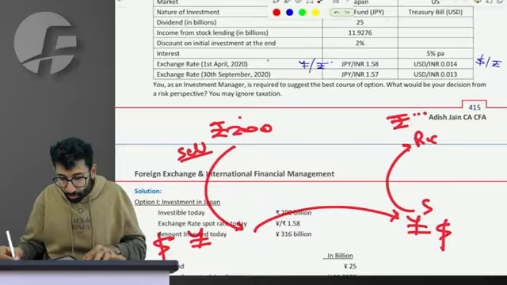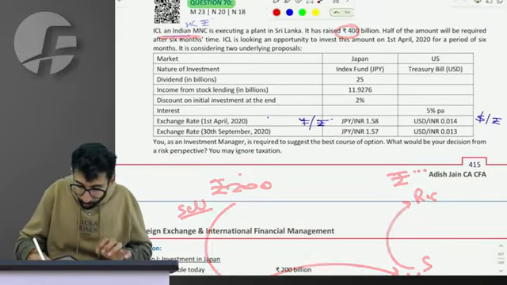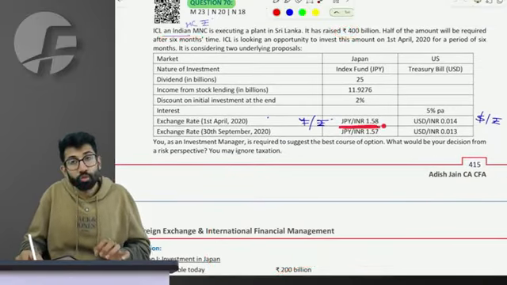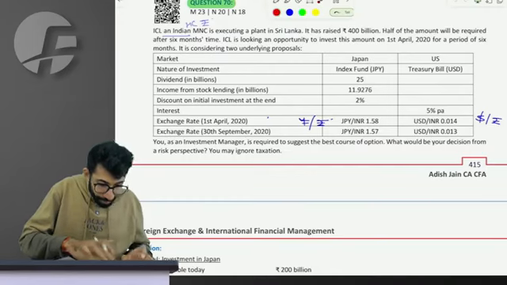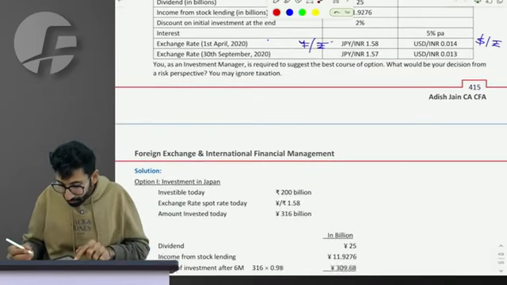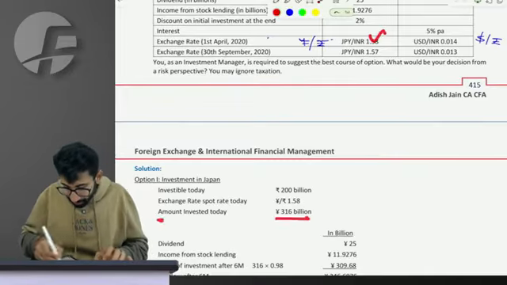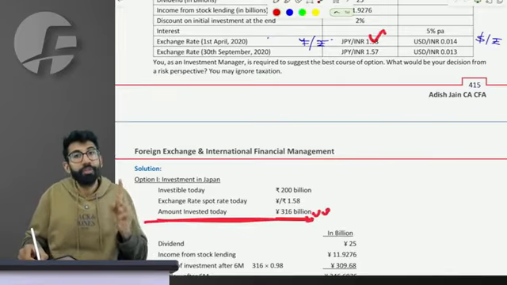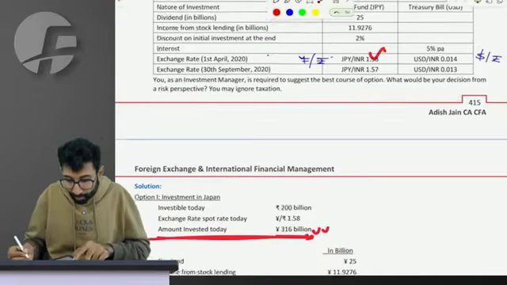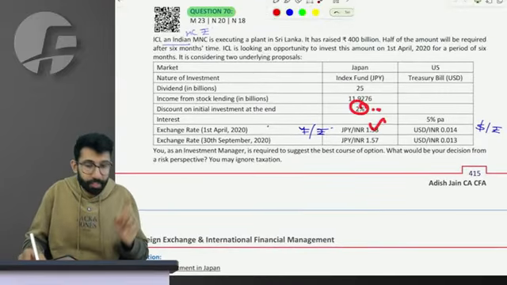So let's super quick solve it. Sir, I have 200 billion rupee. The rate is also of rupee. So 200 multiplied by 1.57 gives me 314. At 1.58 it gives me 316 as the amount invested in terms of yen. Today I invest 316. That is at a 2% discount at the end.